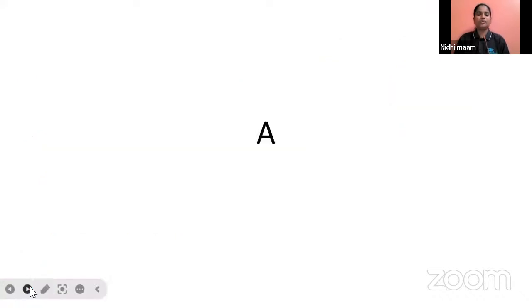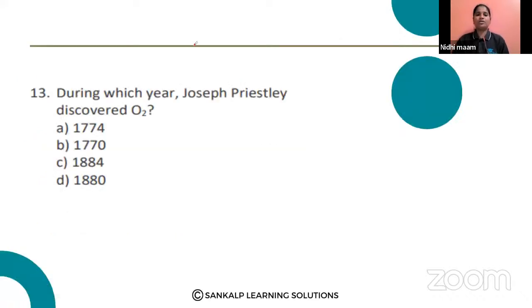Okay, now. So here, during which year did Joseph Priestley discover oxygen? Joseph Priestley discovers oxygen. In which year? 1774, 1770, 1884, 1880. Do refer to your textbooks, reference books or notes and answer the question. During which year did Joseph Priestley discover oxygen?